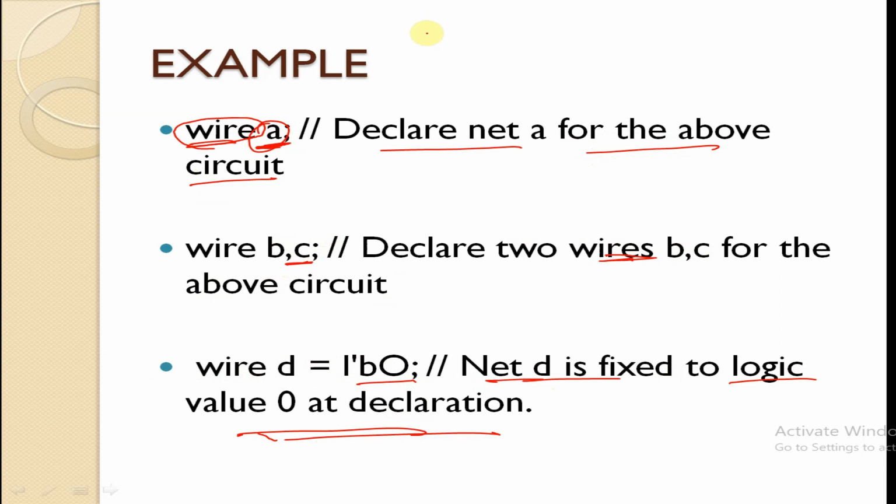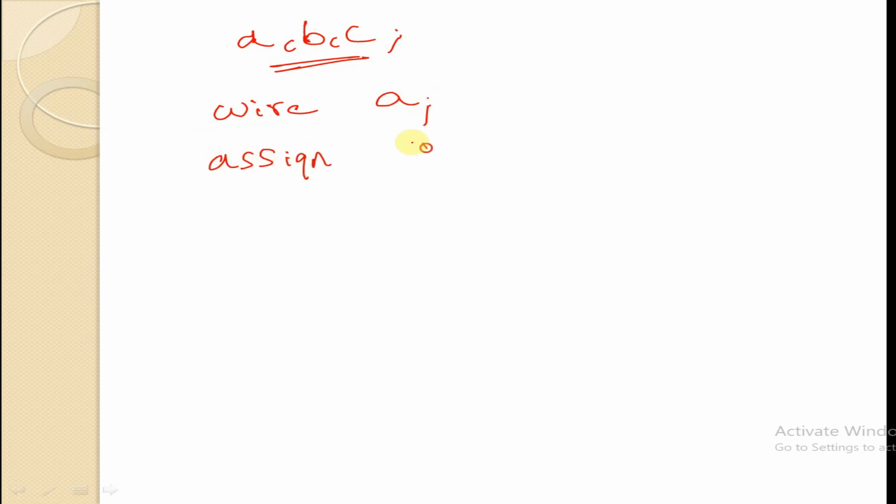Basically, let's say we have 3 variables A, B, C. We can declare the variable wire A, and we can assign a value to A like this. For assigning a value to a net data type, we use a keyword called assign. This we will discuss in upcoming sessions. So if we want to assign any value to the net data type, we will use the keyword assign and we will assign the value.